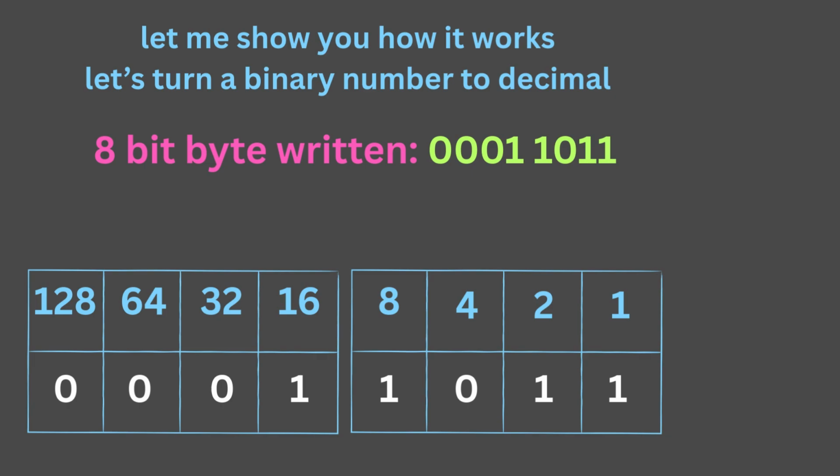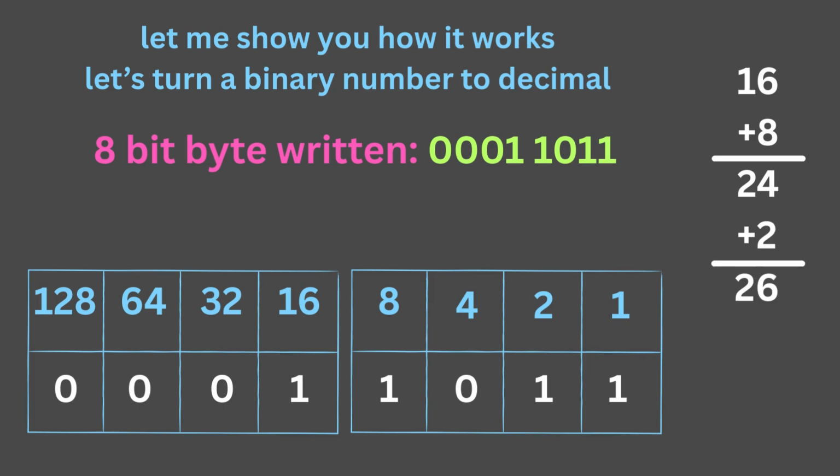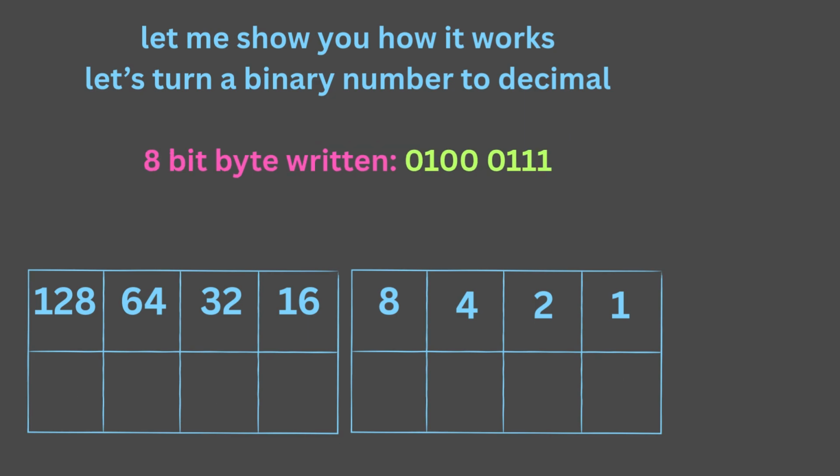Now, we add up the cells in the chart where there is a 1. We disregard the columns that have a 0. So we have a 16 plus an 8, that's 24, plus a 2, that's 26, plus a 1, that's 27. So 0001 1011 equals 27. Easy enough, right?